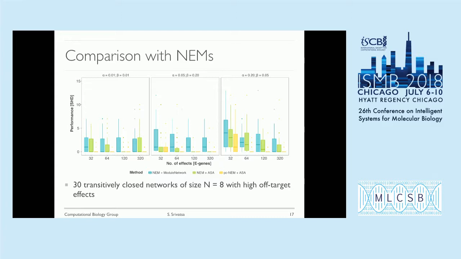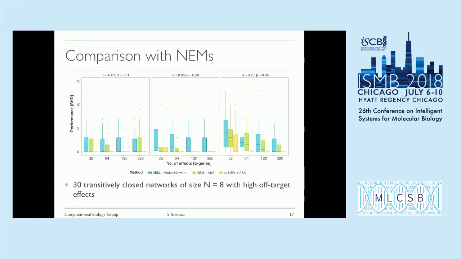So on the x-axis, you have different number of phenotypic effects in the data, and on the y-axis, you have performance being measured in terms of structural Hamming distance, which is essentially the number of edges that are different in your inferred graph from that of the ground truth. Now, each facet corresponds to the performance for a given pair of error rates.